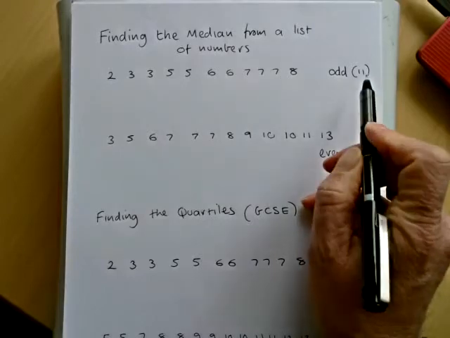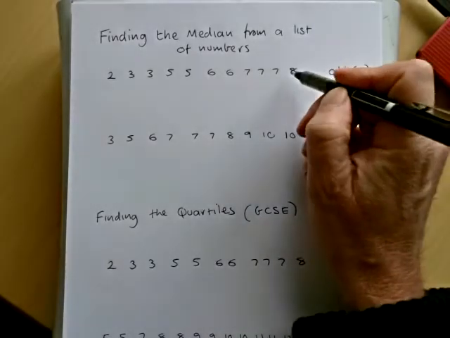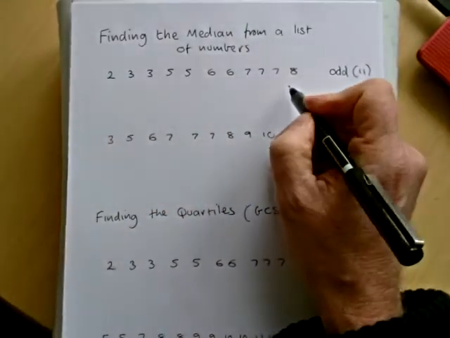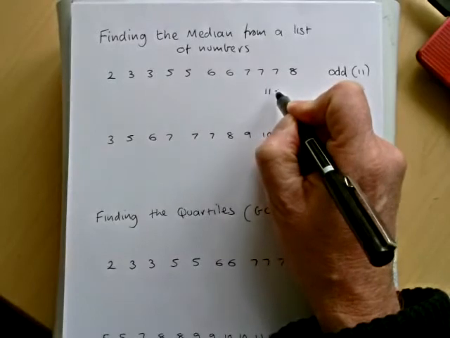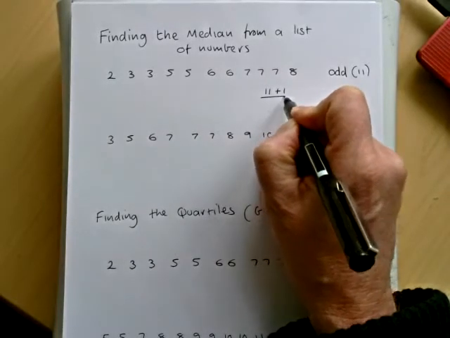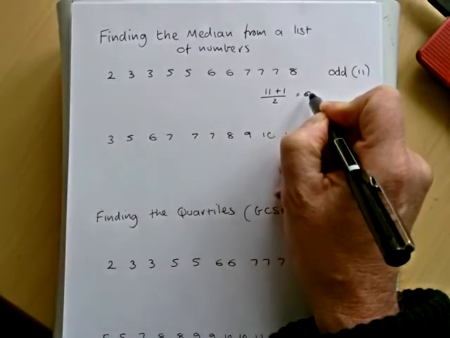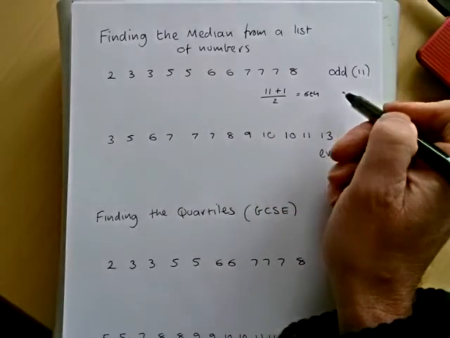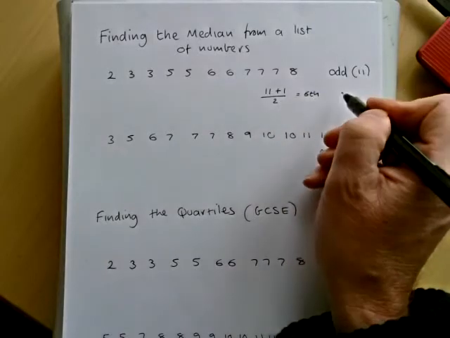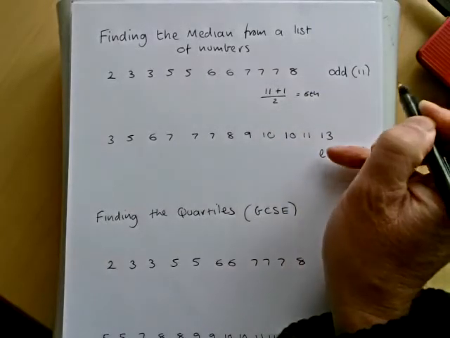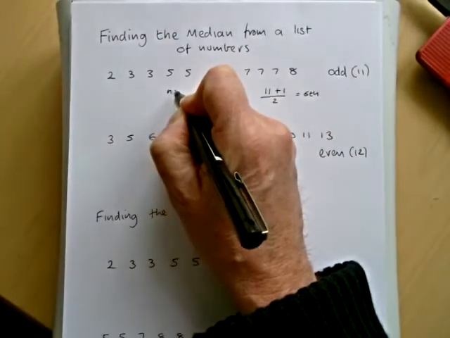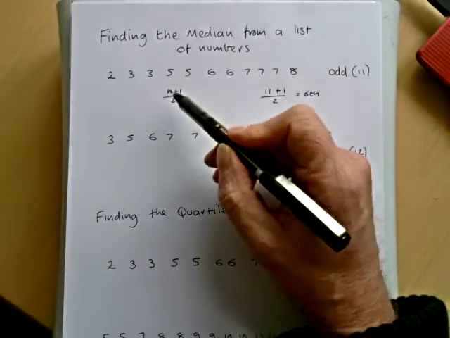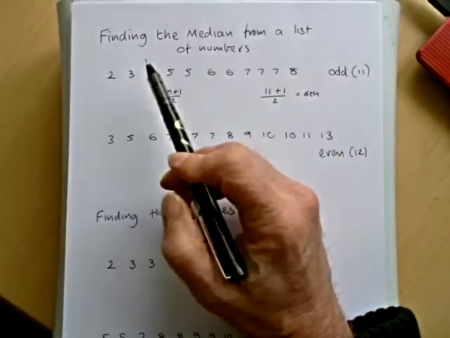Now, with a small number of numbers, you can literally cross off from each end until you find the middle. The middle number, however, if you've got 11 numbers, can be found by adding 1 and dividing by 2. That would be the sixth number. If we had, say, 13 numbers, then it would be 13 plus 1 divided by 2, and it would be the seventh number, and so on. So the general formula for finding the median from a list of numbers that is odd is n plus 1 over 2.